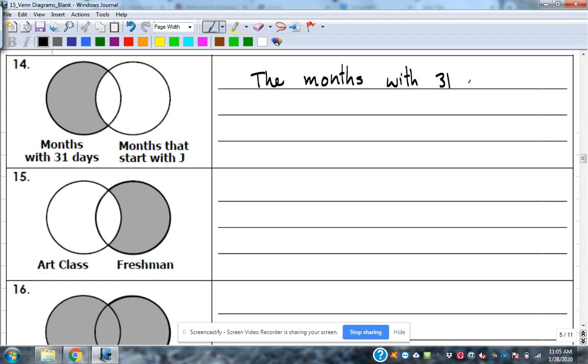Months with 31 days and do not start with J. A lot of common knowledge stuff, guys, comes up when you're talking about Venn diagrams. So you may have to do a little learning if you don't know some of the basic things of life.